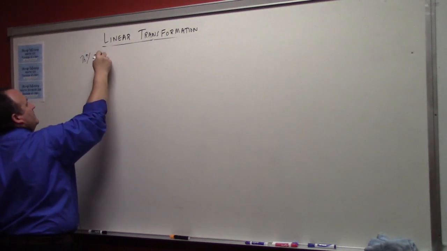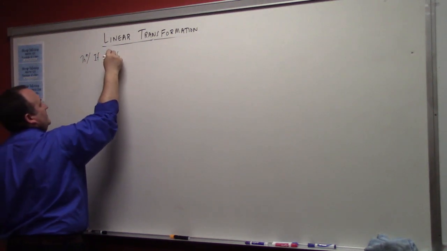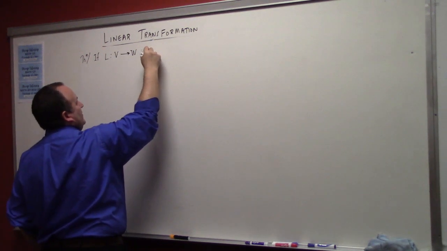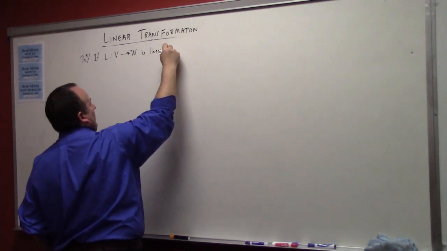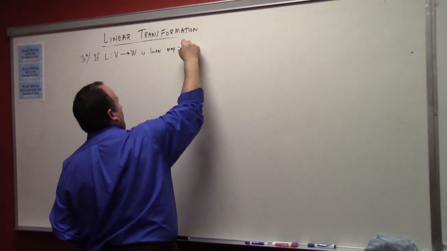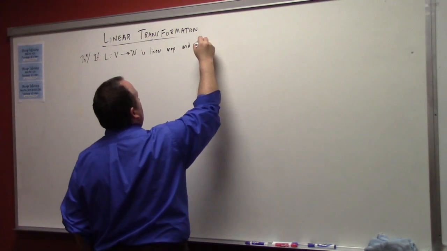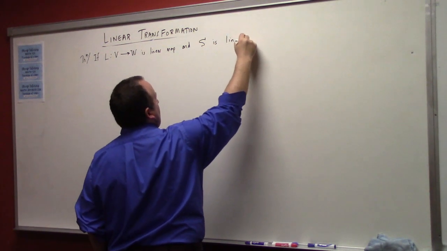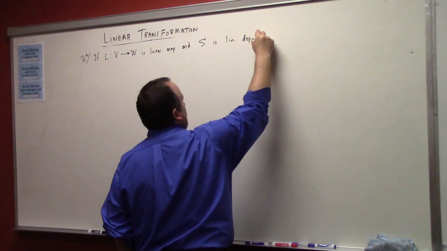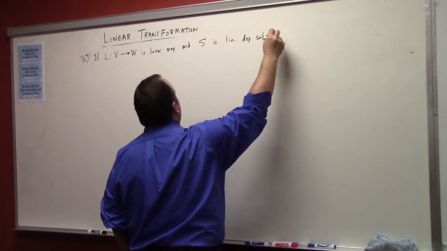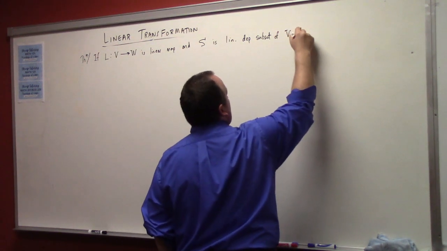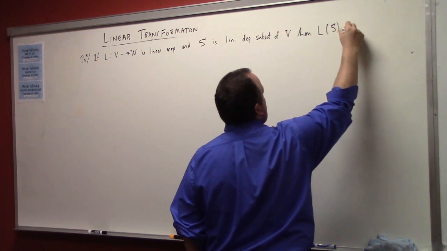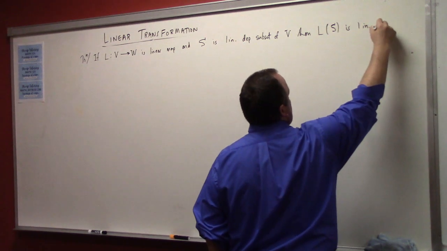If L from, say, V to W is a linear map, and S is a linearly dependent subset of V, then L of S is linearly dependent.